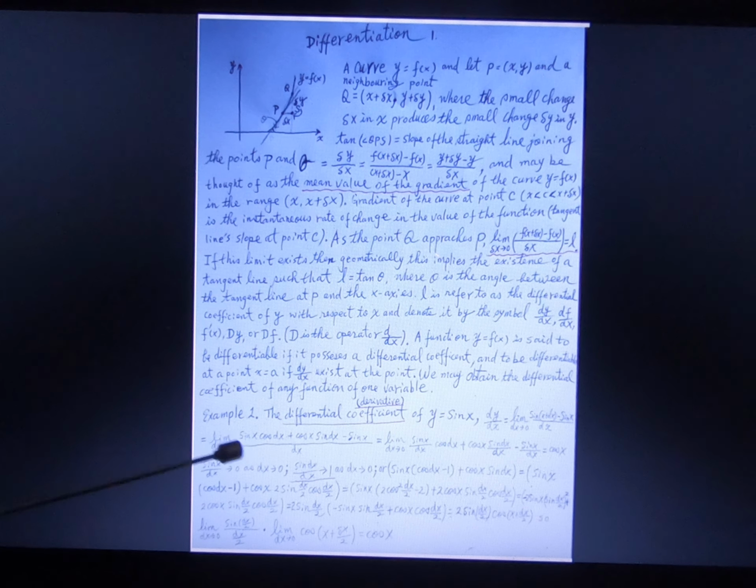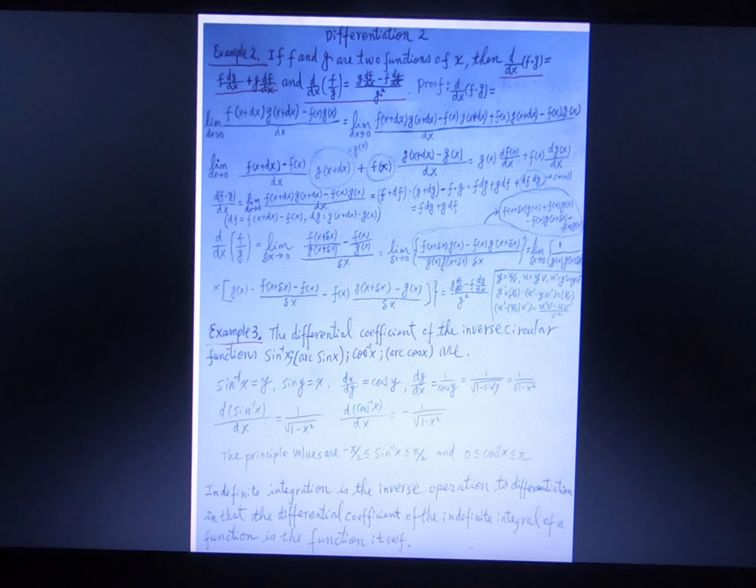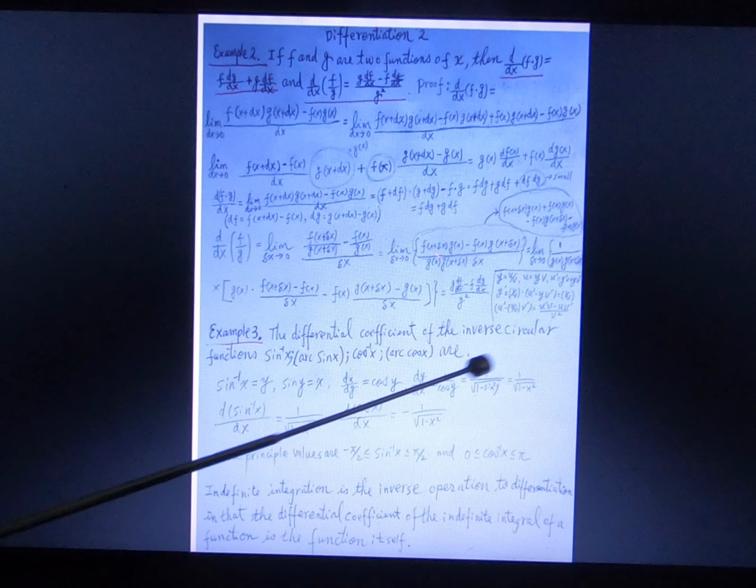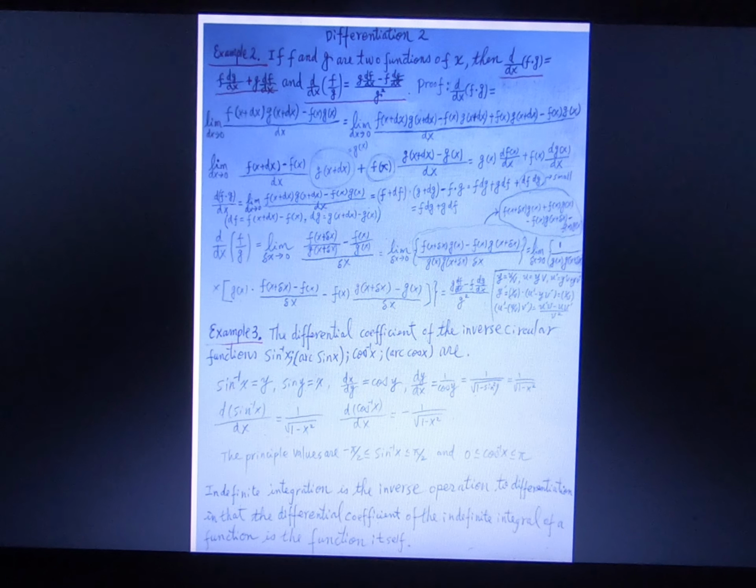And these are examples of how you calculate the differential coefficient of y equals sine x. These are another example of two functions, f times g differentiation, or f divided by g differentiation. And these are some other examples, the differential coefficient of the inverse circular functions.